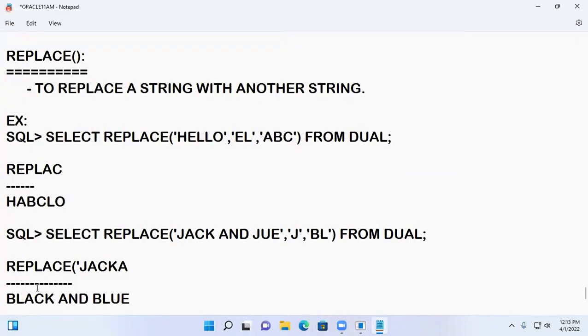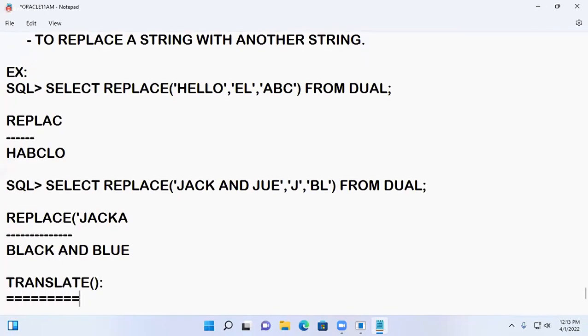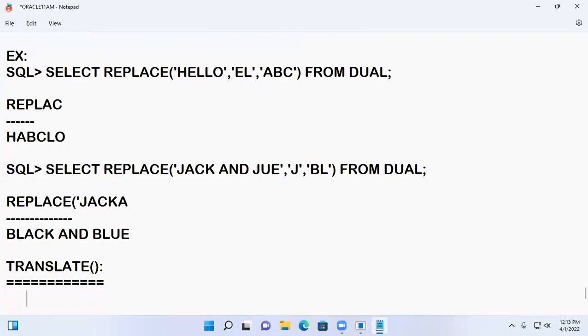Okay, right. And the next one is the translate function. The next function is called translate. So this function, what it will do guys, it will translate character by character. Each and every one character will be replaced with another one character. Understand? Character by character.